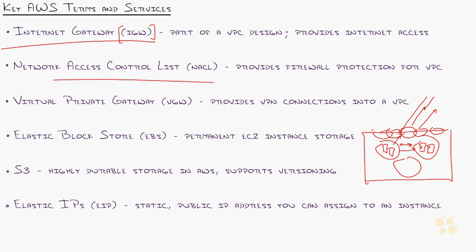Network Access Control List, or NACL, provides firewall protection for the VPC. I thought of another term that I just missed. This is an alternative to security groups. Security groups apply security to the instances themselves. So I apply that to an instance and say this can come, this can go to an instance.